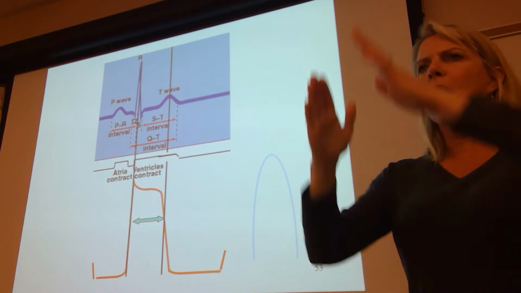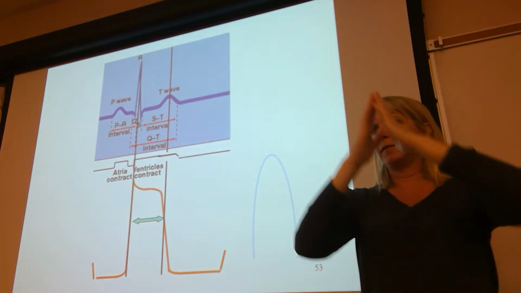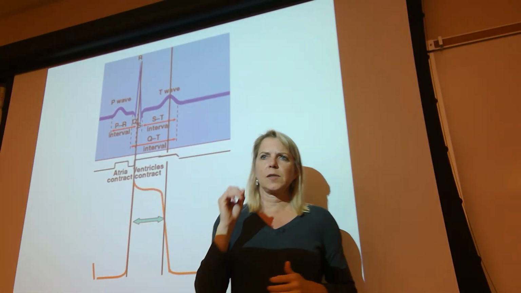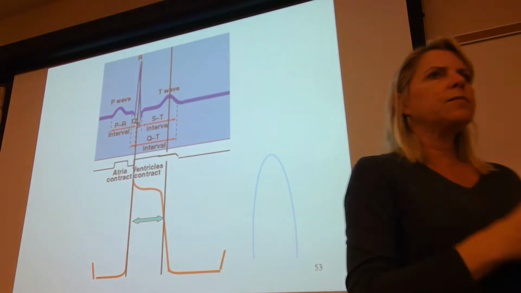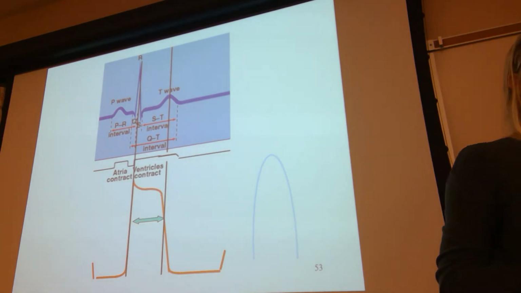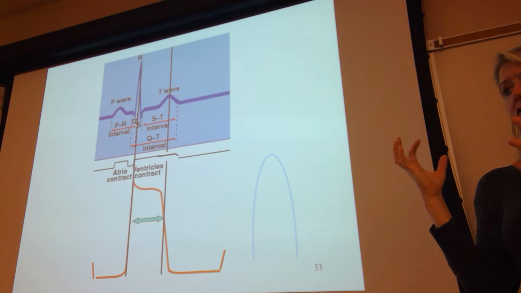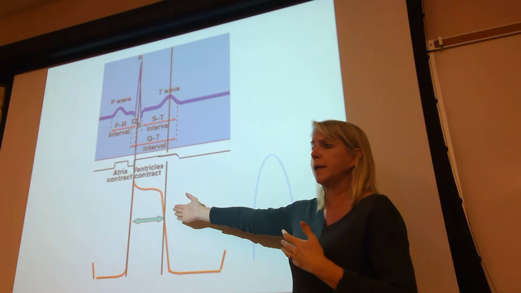When you see the R spike, that is when the contractile cells are in phase 0 and their sodium voltage gated channels are opening. If you really want to equate the EKG to an action potential, that's what we're doing now.